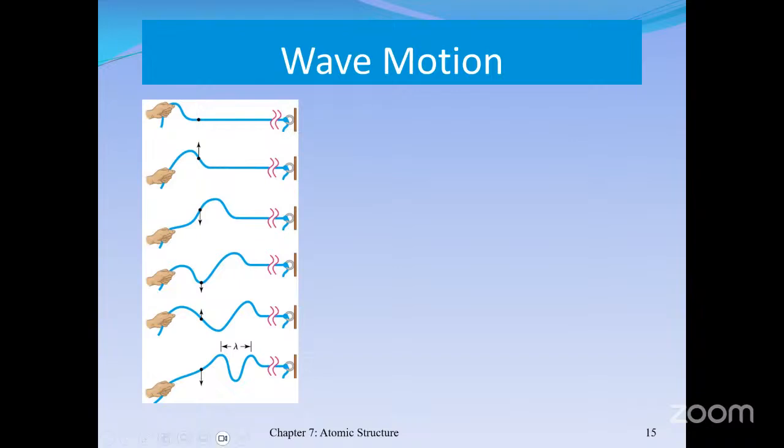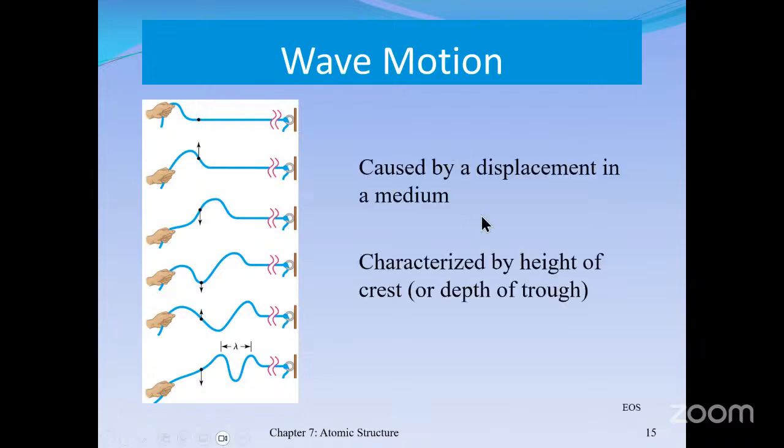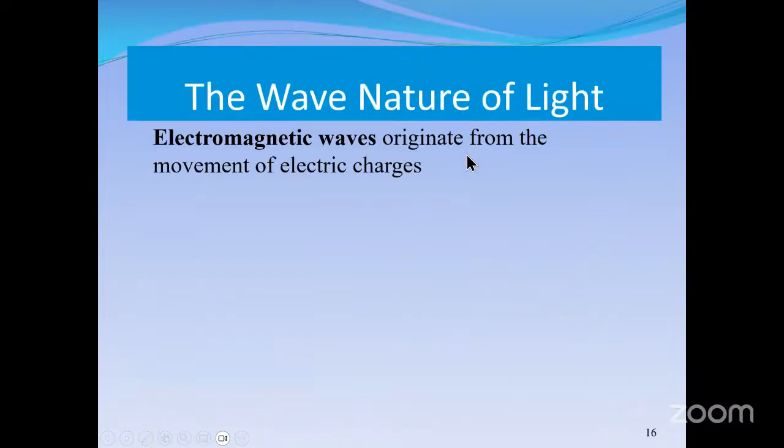So there are certain features of the wave that we need to learn about, which corresponds to certain features displayed by electromagnetic radiation, which we're going to talk about shortly, right? So as stated here, the wave is characterized by the height of the crest or the depth of the trough. It's also characterized by some other quantities, such as the wavelength and frequency, which we're going to talk about shortly. So now we're going to get into the wave nature of light or electromagnetic radiation. It turns out that electromagnetic radiation behaves pretty much in the same way as the wave that I showed you before. So it has certain properties.